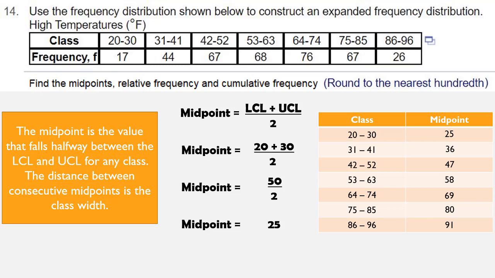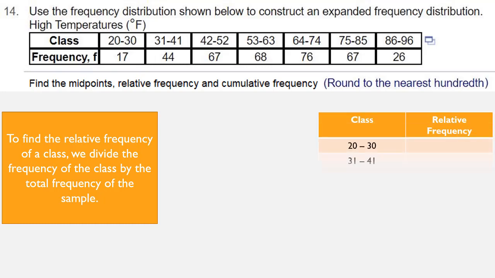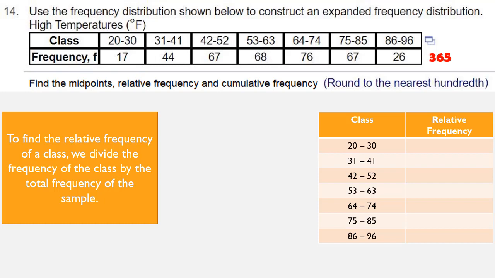Next, we want to find relative frequency. To find the relative frequency of a class, we divide the frequency of the class by the total frequency of the sample. So I've made a little table here with our classes and a spot for relative frequency. We're going to take each of these and divide by the total frequency. So that means we have to add up 17, 44, 67, 68, 76, 67, and 26, and they add up to 365. So we'll be dividing each of these frequencies by 365.